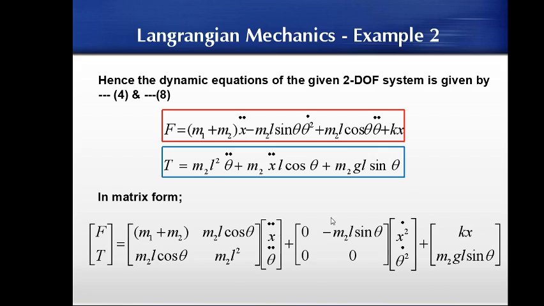So this is the matrix format. It is not needed that we always express it in matrix format, but if required we can also express the dynamic equations of a system in matrix format. Since we have seen that for kinematic equations as well as velocity kinematics we expressed the entire thing in matrix format, here also the dynamic equations can be expressed in matrix format.